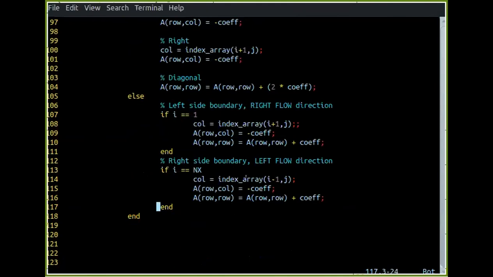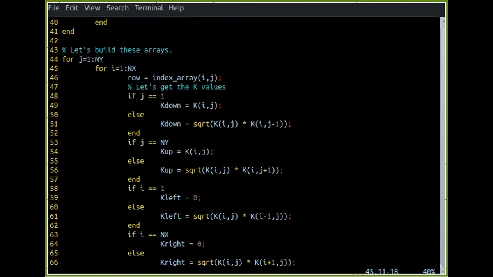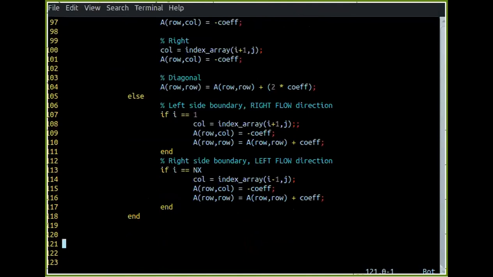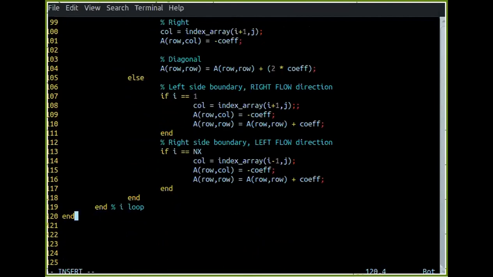Now, once we've done that, we're done with populating the A matrix. So we can close out these two for loops that started this whole setup. At the end of all this, we can close the I loop, and the J loop as well.